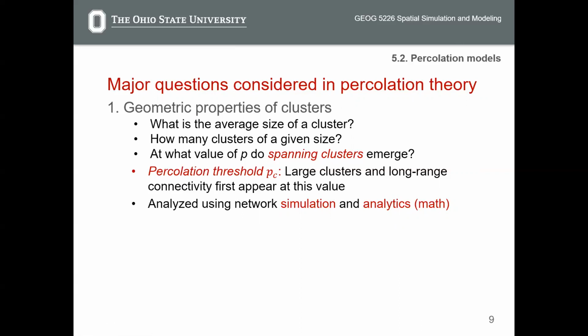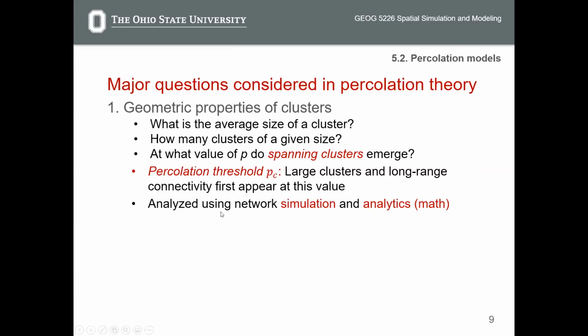When the p-value is smaller than pc, it's one spatial pattern. When the p-value is equal to or even larger than pc, another totally different spatial pattern will appear. That's the reason why this pc value is called a threshold. Okay, we will talk about this later.